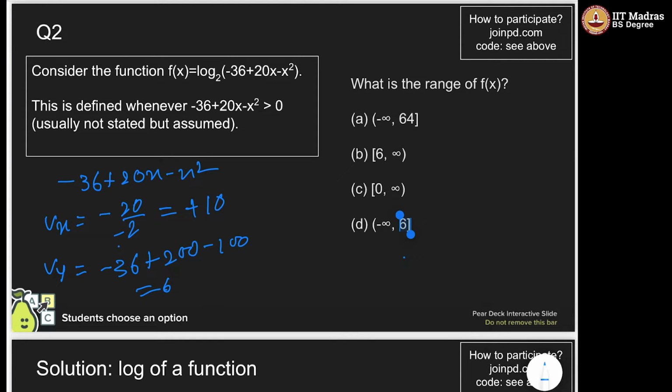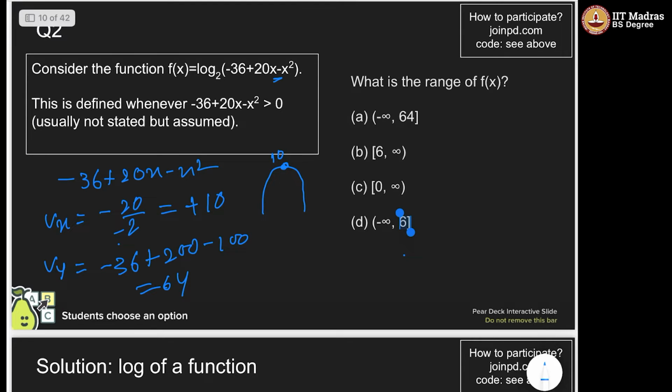That is 64. Now this is a parabola, and the coefficient of x squared is negative. That means this is a parabola in the downward direction, right? So we can find the maximum value. The vertex is basically (10, 64), hence the maximum value is 64 and the minimum value tends to minus infinity, right? So the maximum value attained by the quadratic is 64.